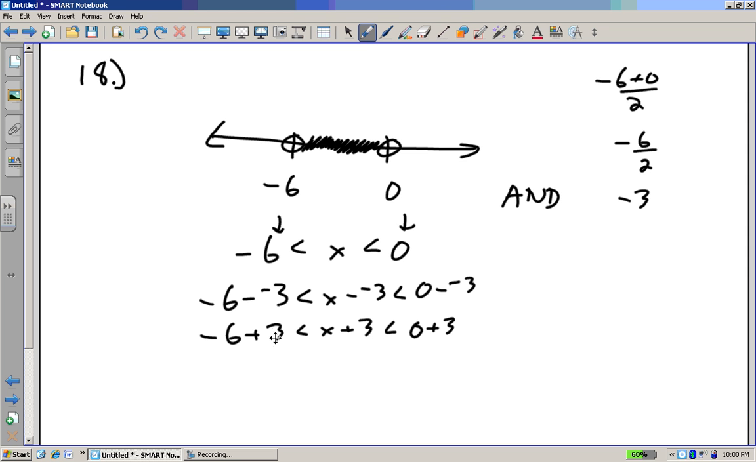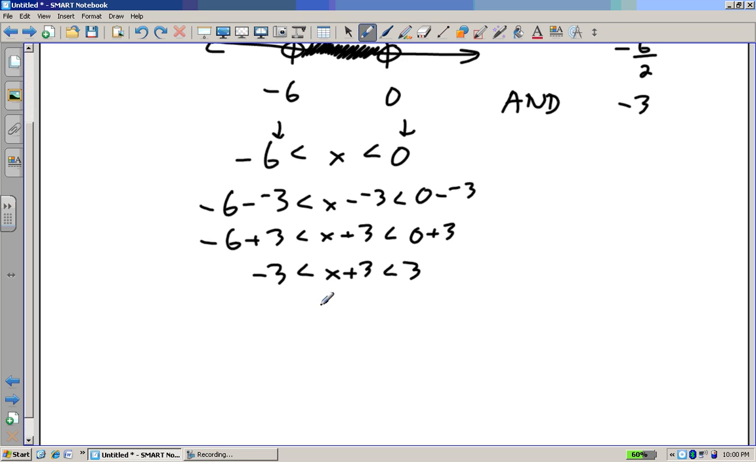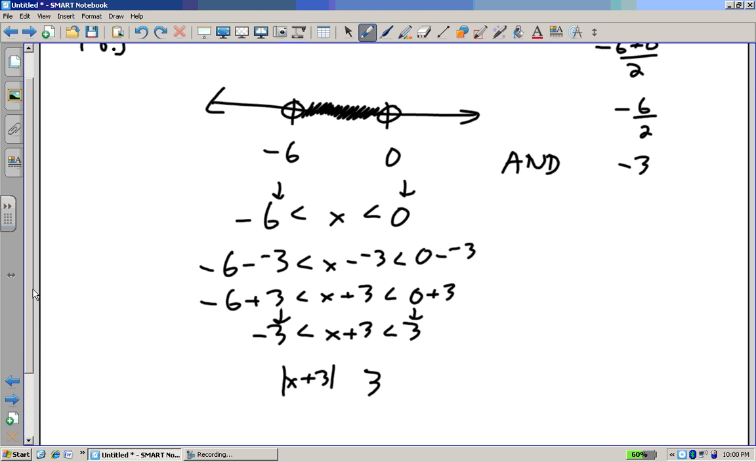So -6 plus 3 is -3 is less than x plus 3 is less than 3. Now we have the opposites that we're looking for. So we're going to use the positive version, put the x plus 3 in absolute values. And now we have to think. We don't have the or equal to, so I'm going to leave that off. Is this an and or an or statement? Well, it's an and statement. If the alligator eats the door, then it's an or statement. I don't want that. So I need it not to eat the door. And there we go.